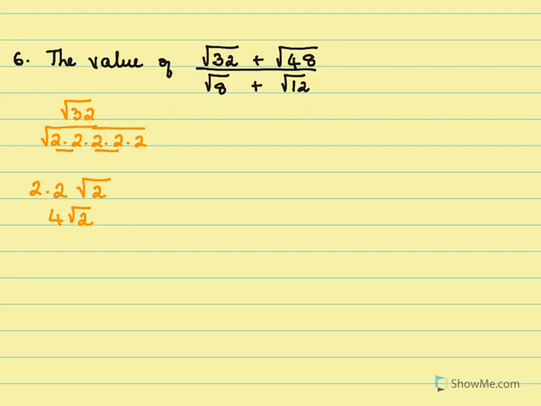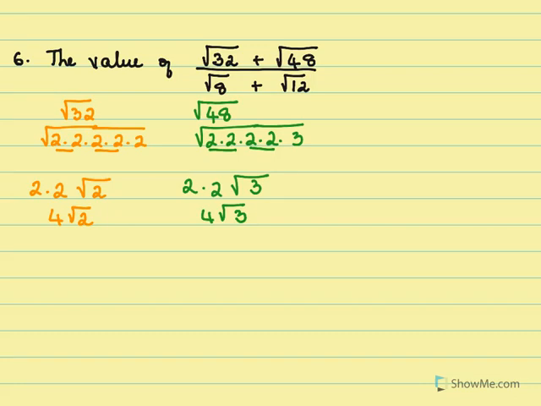Now next I'm going to simplify under root 48. Now under root 48 is 2, 2, 2, 2 into 3. So again I make groups of 2. So for one will come out, another 2, another will come out. What remains inside is 3. So 4 under root 3.